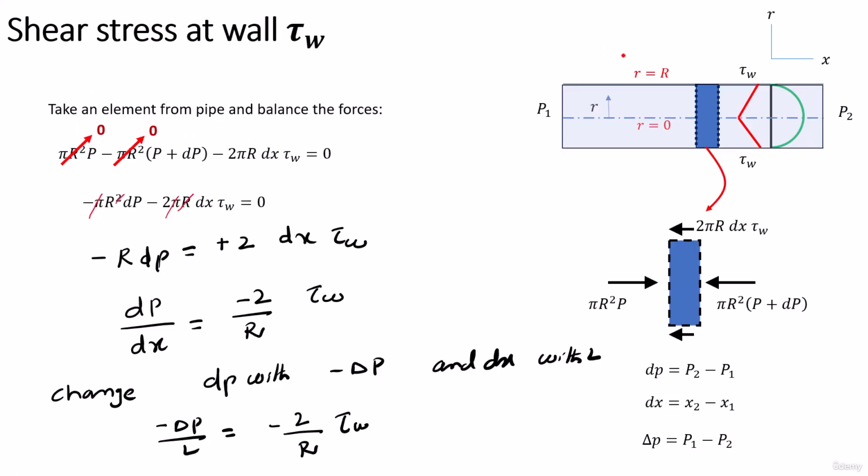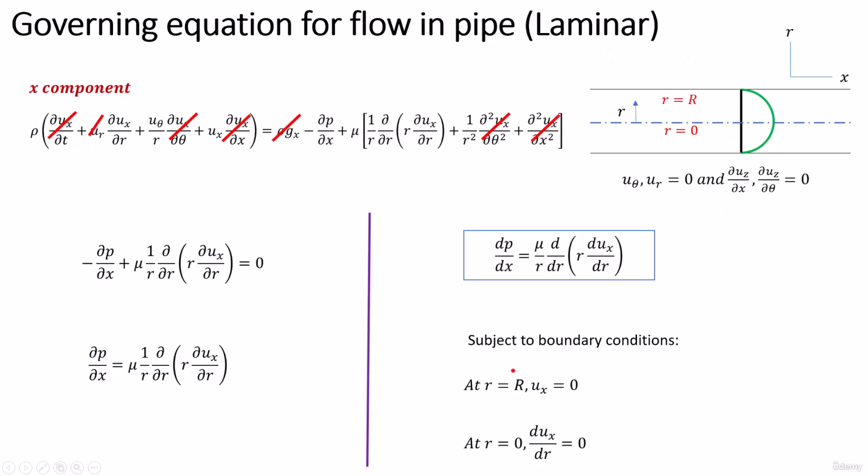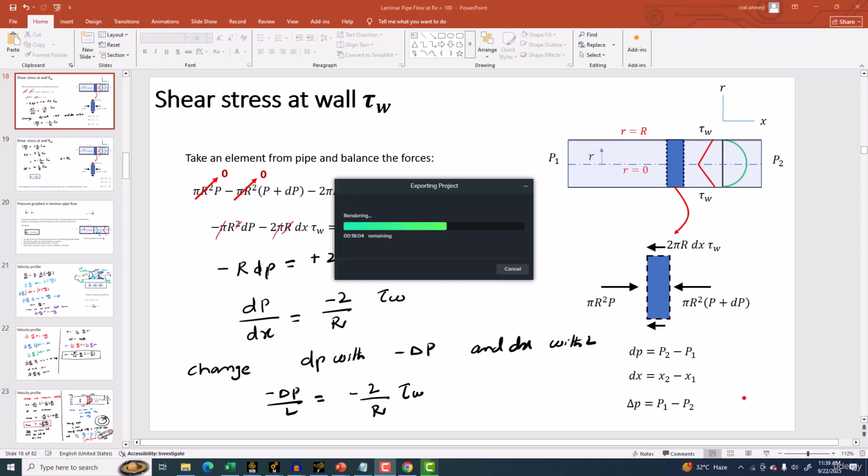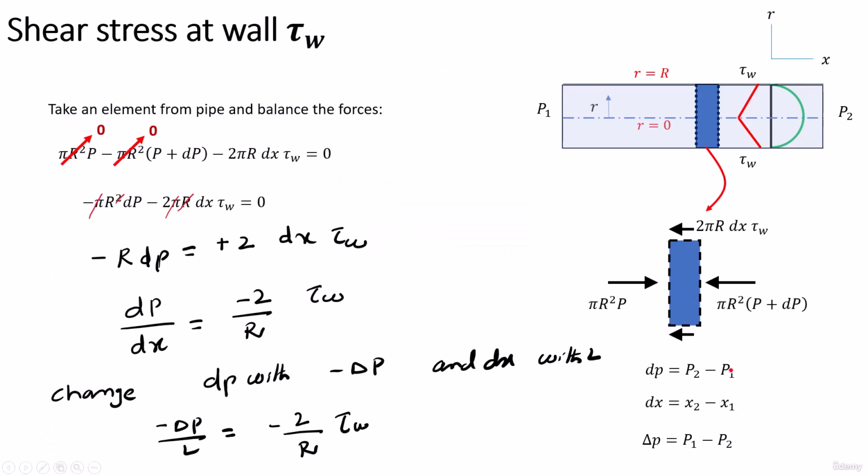Okay, now we talk about the shear stress at the wall. So just leave this thing for the time being. Here, take one element from the pipe. On the front side, the area would be pi r square, and the pressure is P. So if you multiply area with the pressure, you get the force, the pressure force.